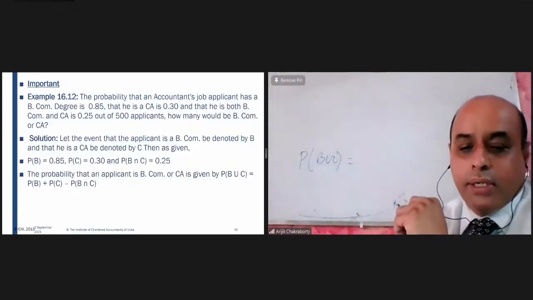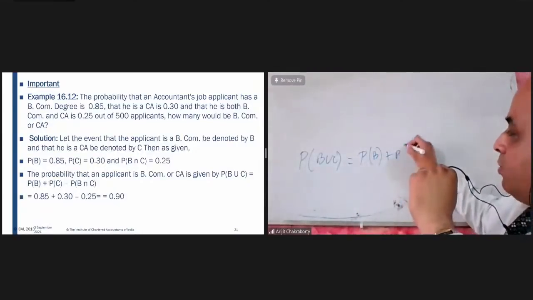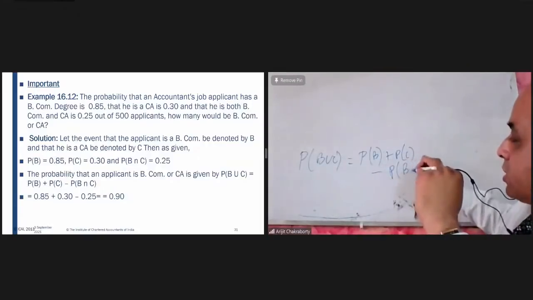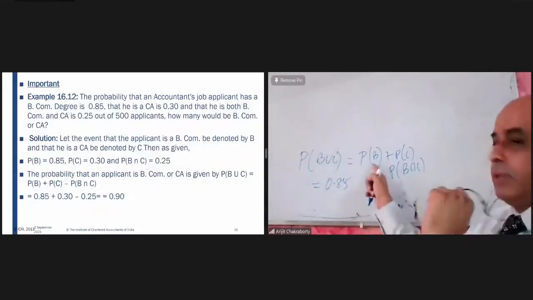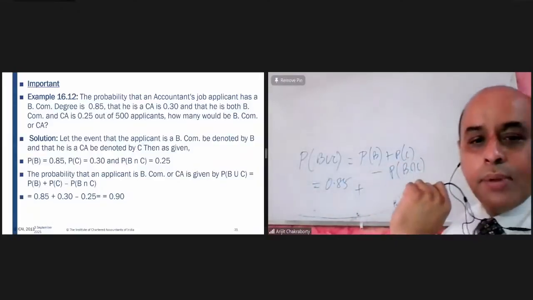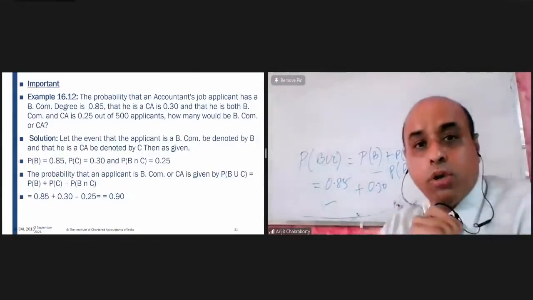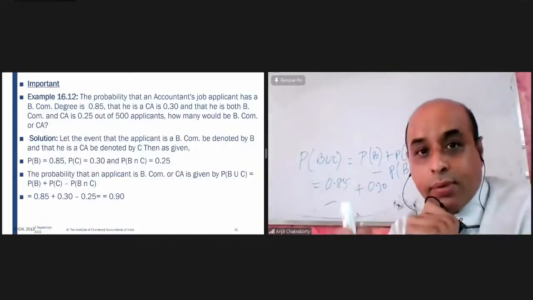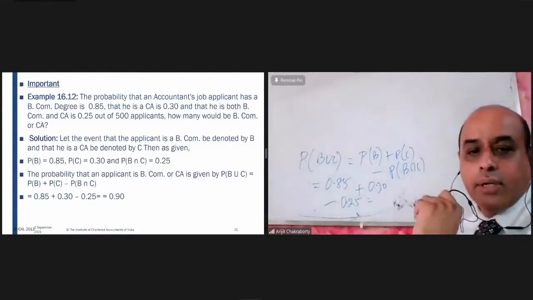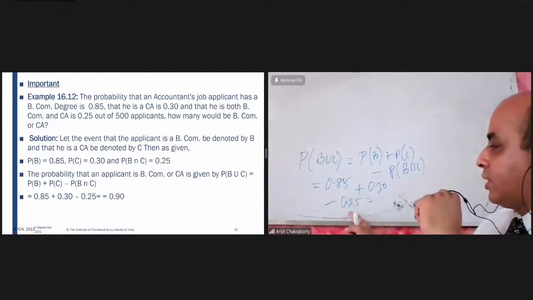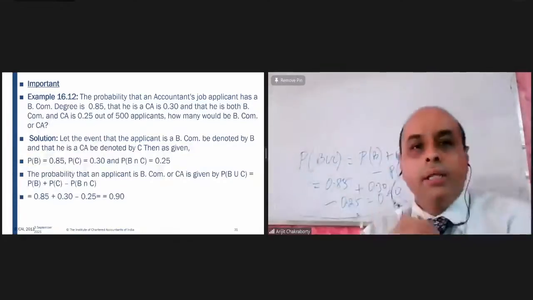Now this can be obtained by the formula: P(B) plus probability of C minus probability of B intersection C. So this is 0.85 for P(B) plus probability of C, that is 0.3, minus the probability that the person is both BCom and CA. What is the probability? It is 0.25. So I'm writing 0.25. If you add it up, you will get 0.85 minus 0.25, that is 0.60, plus 0.30, that is 0.90. So 0.90 is the probability.